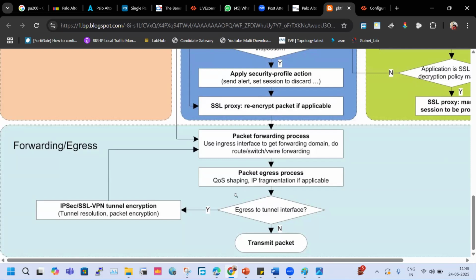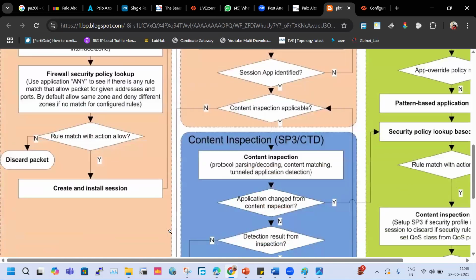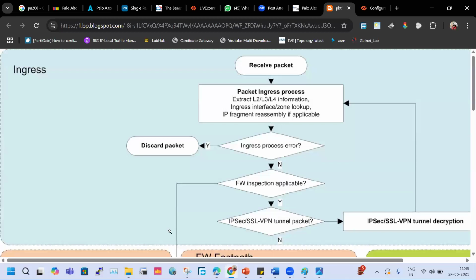Okay. So guys, does anyone have any doubt in this? This is the packet flow of our Palo Alto firewall networks. I know it is very difficult to remember.